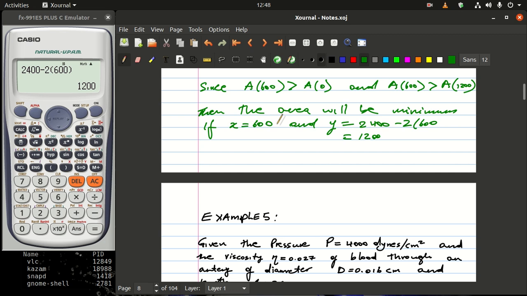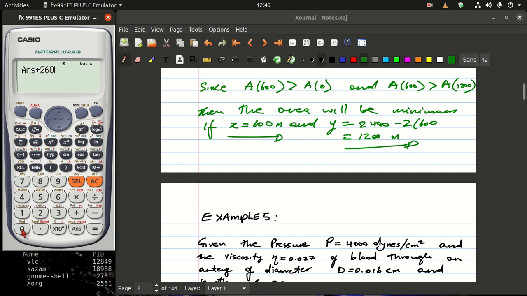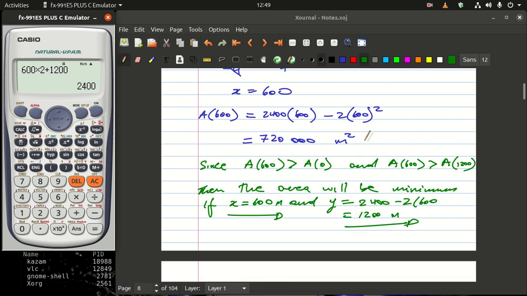So this needs to be 600 meters. This one also needs to be 1200 meters. That is what is important here. If you take 600 and multiply by 2 and then add 1200, you're supposed to get 2400. So this is what is happening with this example.